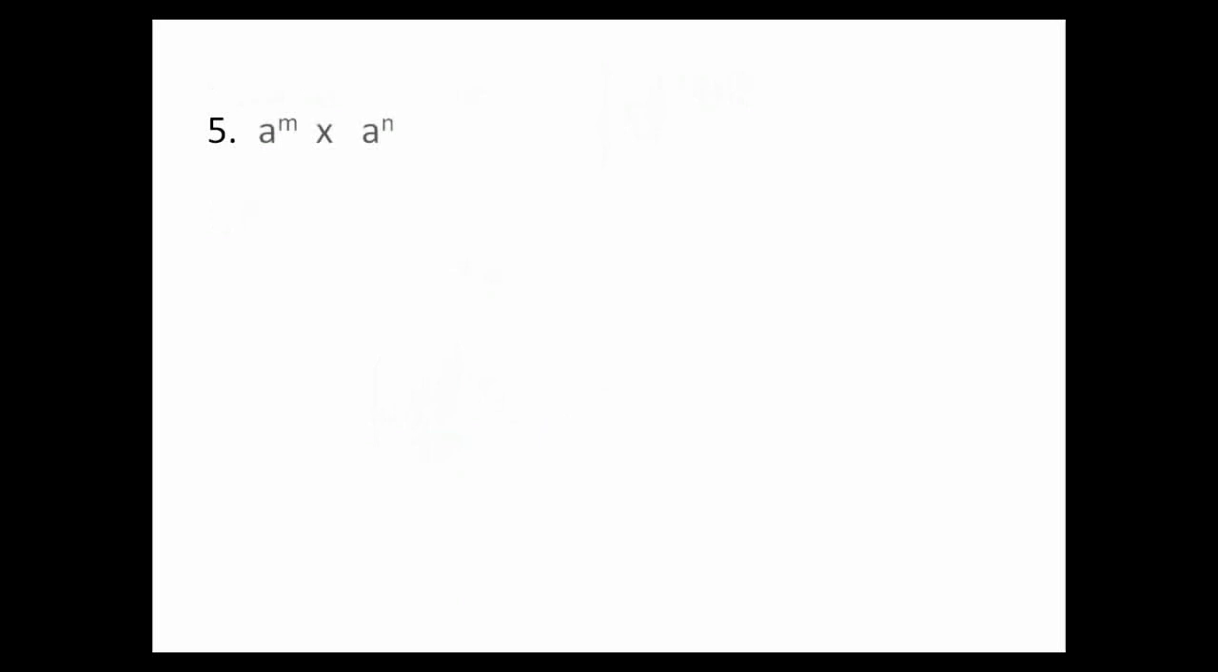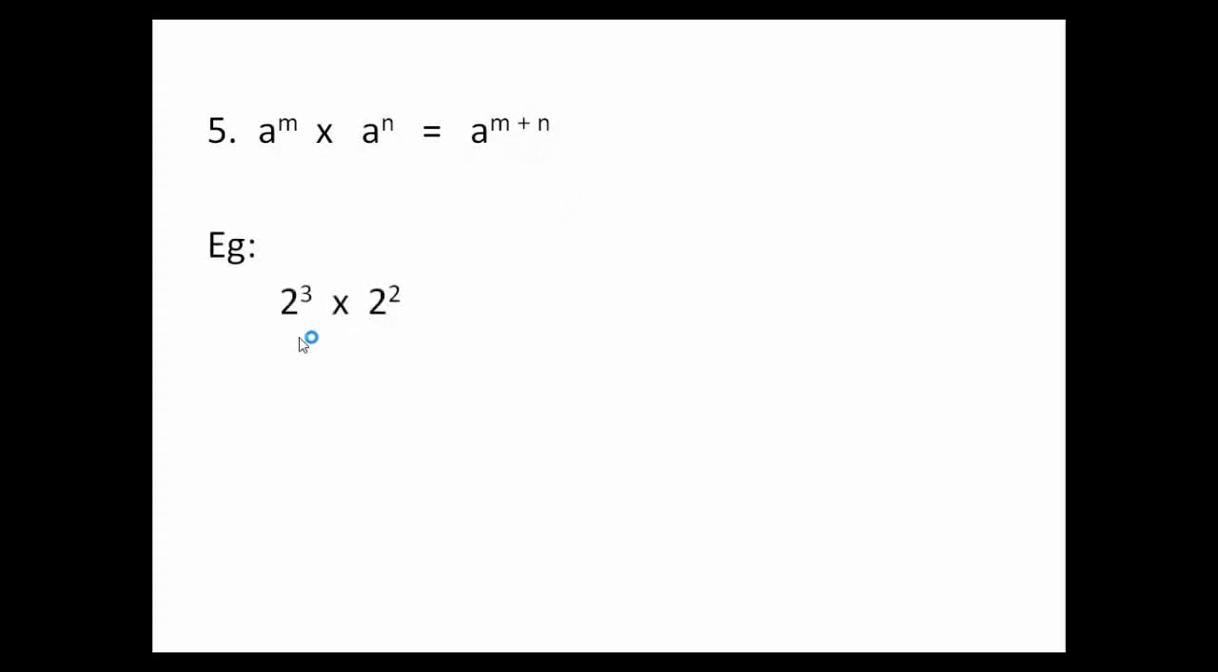Next, a raised to the power m multiplied by a raised to the power n. Now here two exponential numbers are being multiplied, and here we observe that the bases are the same. Here the base is a and here also the base is a. Now when you have the same bases, we just simply add the powers or the exponents. So here, a to the power m plus n. We simply added the exponent.